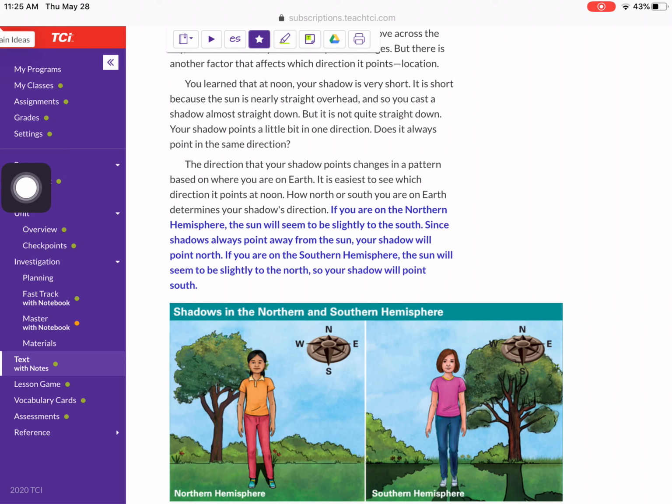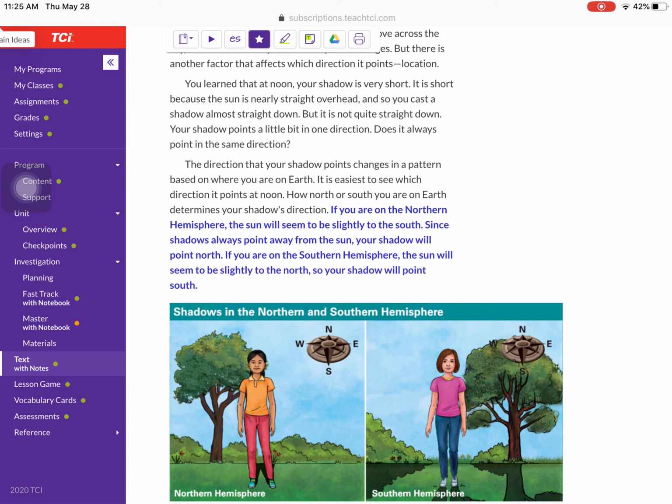The direction that your shadow points changes in a pattern based on where you are on Earth. It is easiest to see which direction it points at noon. How north or south you are on the Earth determines your shadow's direction. If you are in the northern hemisphere, the sun will seem to be slightly to the south. Since shadows always point away from the sun, your shadow will point north. If you are in the southern hemisphere, the sun will be slightly to the north, so your shadow will point to the south.